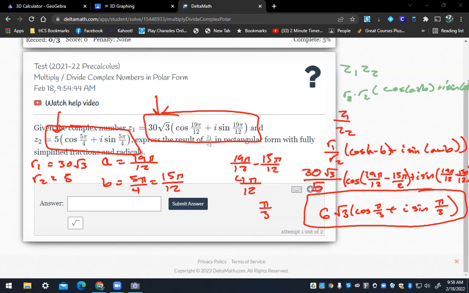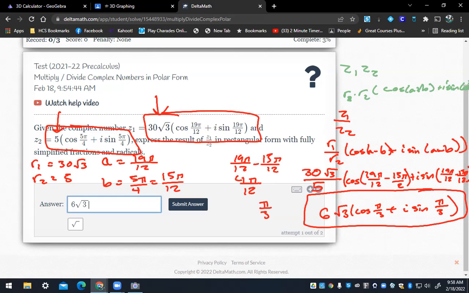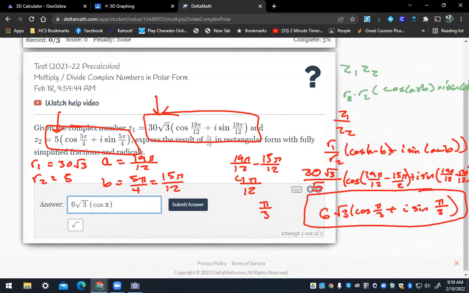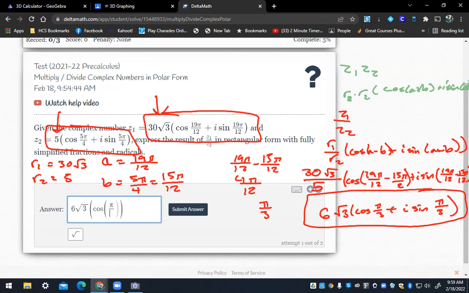So now we type in and make sure that we're actually right. So I'm gonna do 6 square root 3. And by the way, the shortcut for pi is just pi. Cosine pi over 3. Ooh, that's not what I want to do. Put it in parentheses here. Pi over 3 plus, plus I sine.